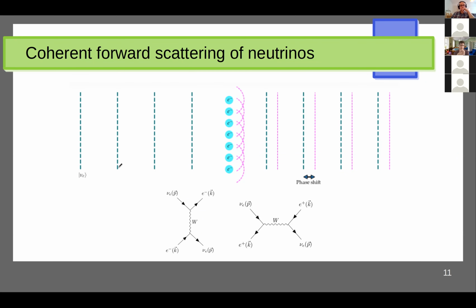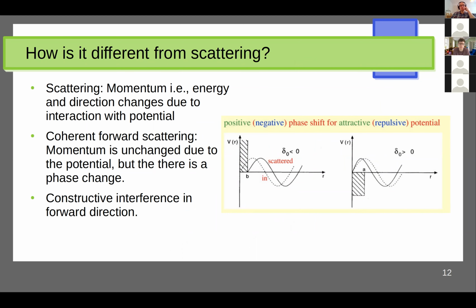So what has happened here? An electron neutrino wave front came, moved in the forward direction with the same momentum, so it seems nothing happened. But that is not true. If there was no coherent forward scattering, the wavefront would have been this. But instead, we got a phase shift due to this coherent forward scattering. And that phase shift is what interferes with the vacuum amplitude and leads to the matter effect. So this scattering is different from the normal scattering we talk about from a potential well, in the sense that in coherent forward scattering, there's a constructive interference in the forward direction, because of which the wavefront does not change momentum, but there is a change in the phase.